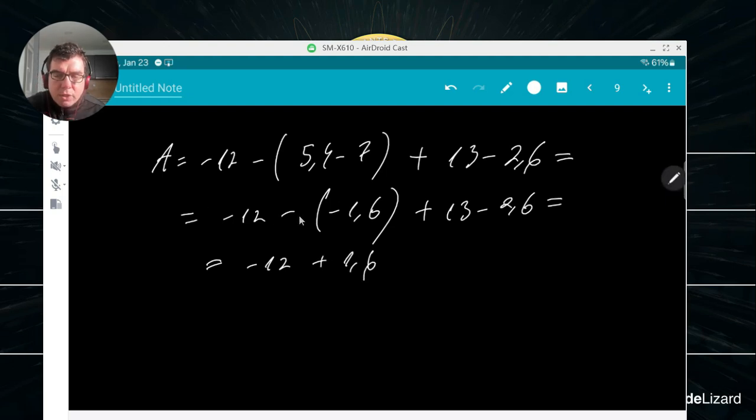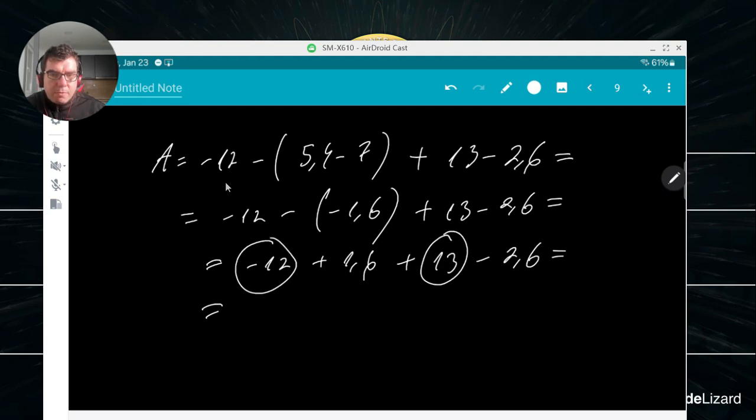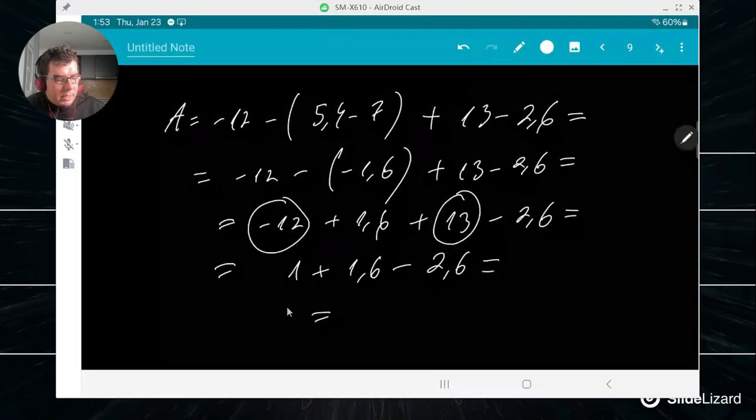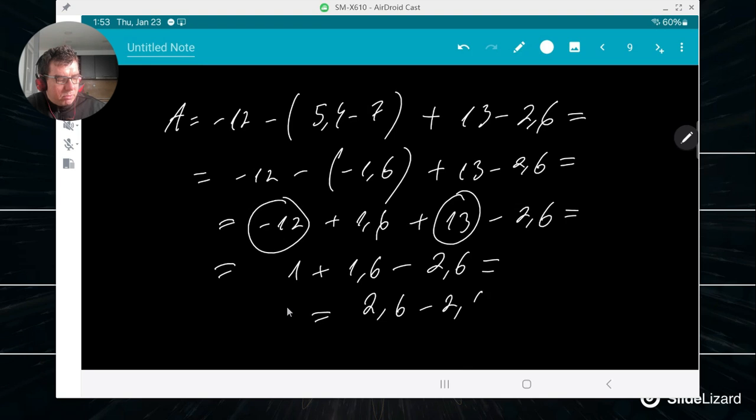This is like minus 1 times minus 1.6, which is plus 13 minus 2.6. And now 13 minus 12 is 1 plus 1.6 minus 2.6. I can add 1 and 1.6. I get 2.6 minus 2.6, which equals 0, and that's the answer.